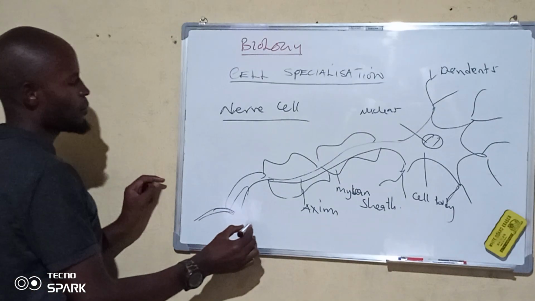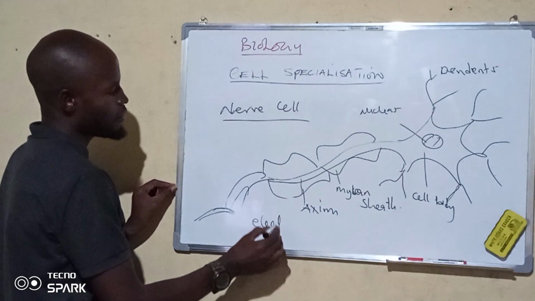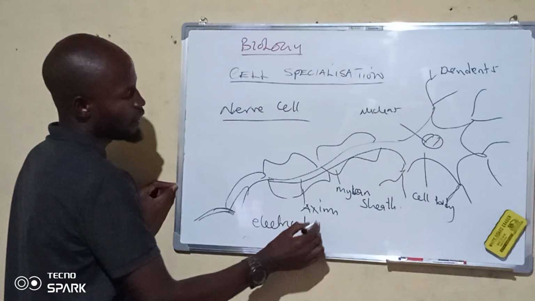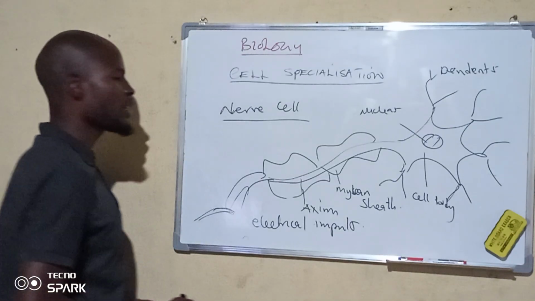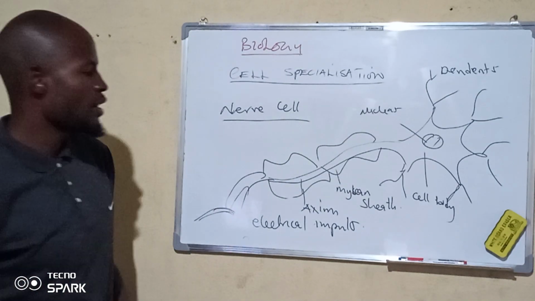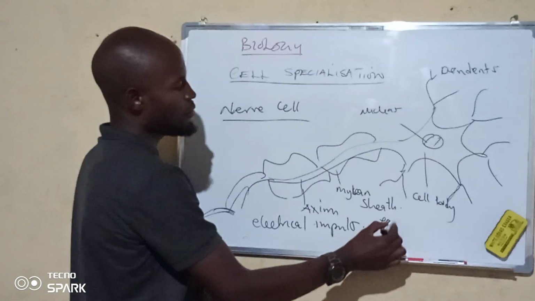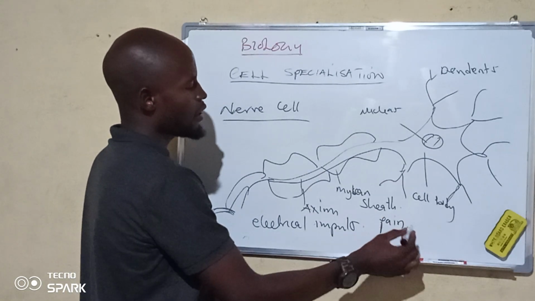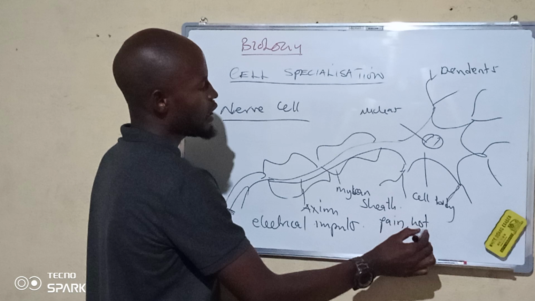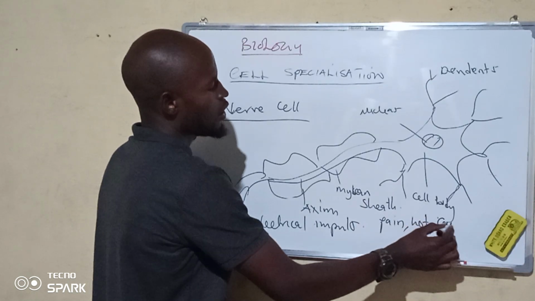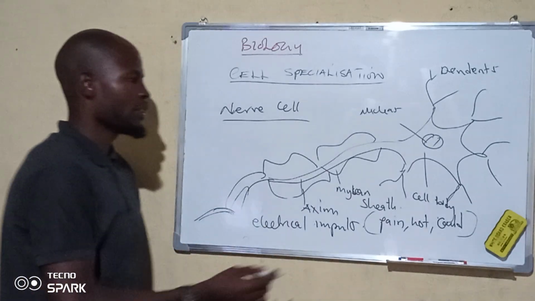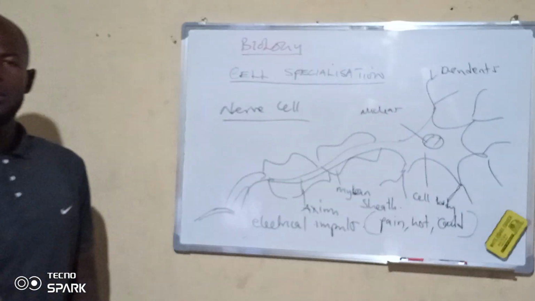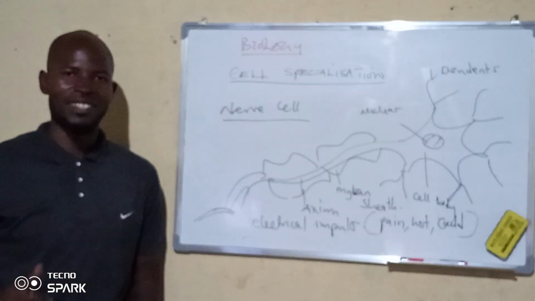So now, in conclusion, this cell helps in transporting electrical impulses. Electrical impulses can be in the form of pain, another one you can say hotness, and also coldness. So these are what we call electrical impulses. These nerve cells are found everywhere on your skin.